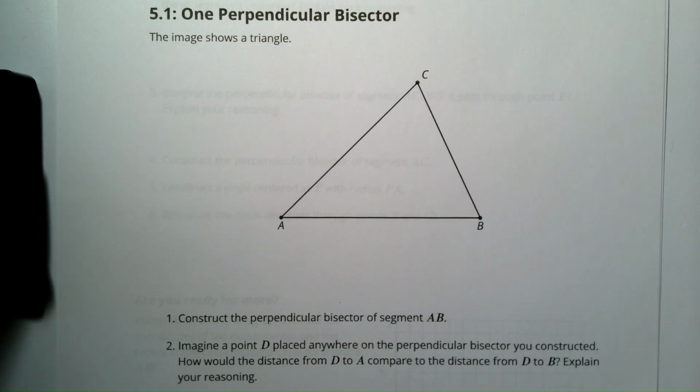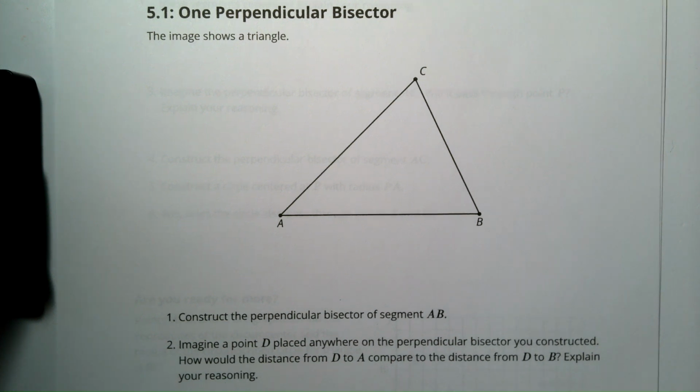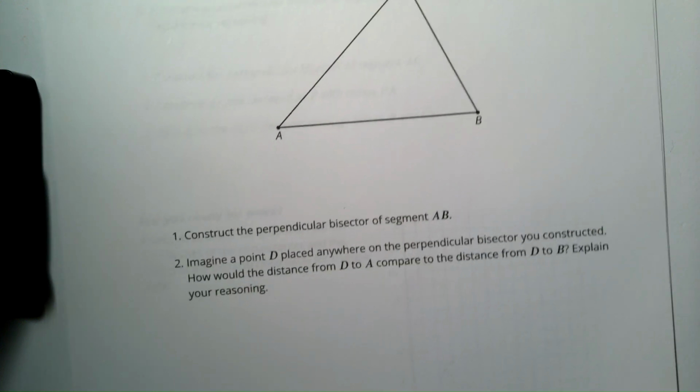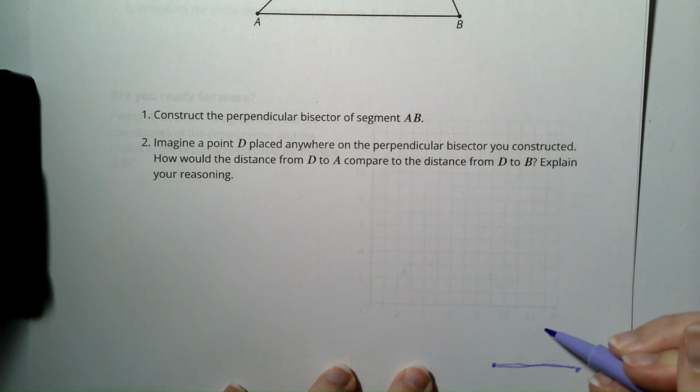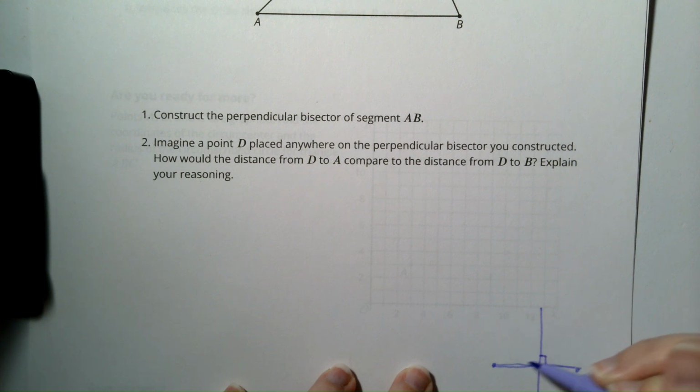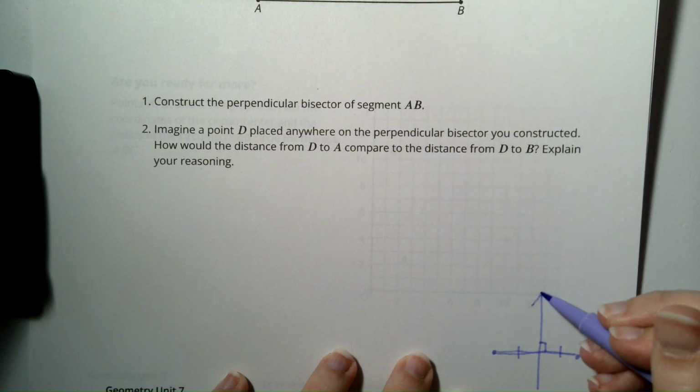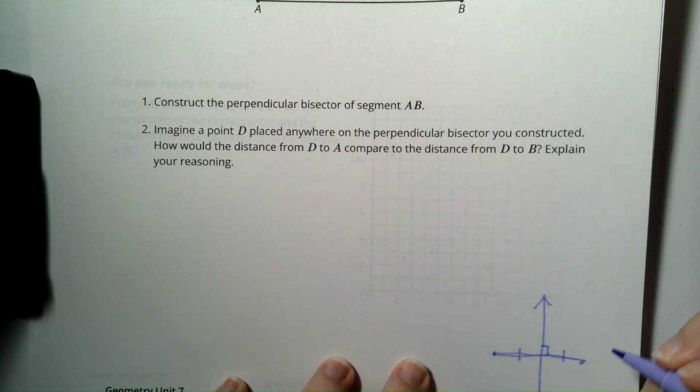If you don't remember what a perpendicular bisector is, let's say we have a line segment. Draw it down here. A perpendicular bisector is going to cut that right in half and be perpendicular to it. So something like this. It should cut it in half and be perpendicular. So this half should be the same as this half.